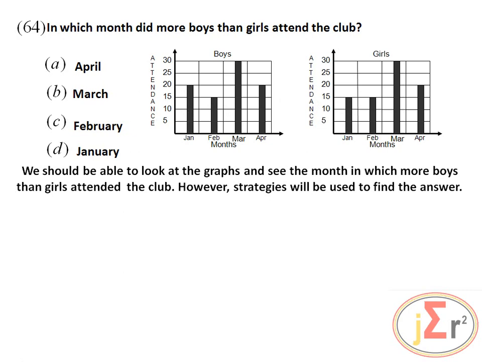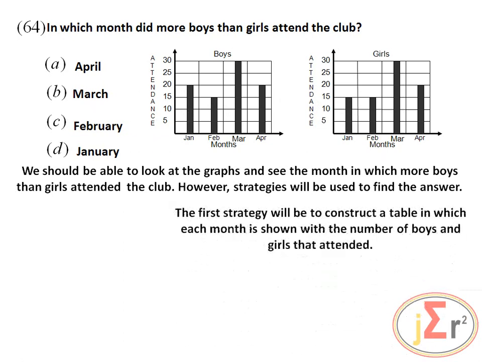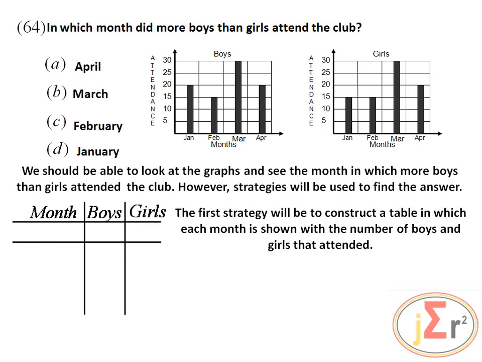But we are going to use strategies in order to find our answer. So let us use some strategies. The first strategy will be to construct a table in which each month is shown with the number of boys and girls that attend. So we are going to create a table. So we have the month, we have the boys, and we have the girls. In the month, we are going to write down what month that is.